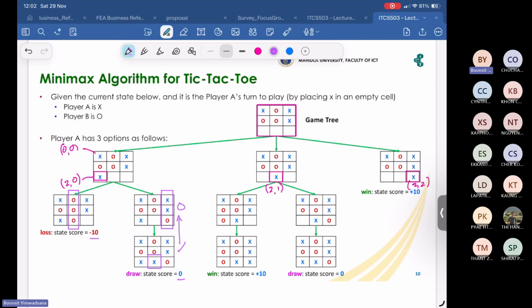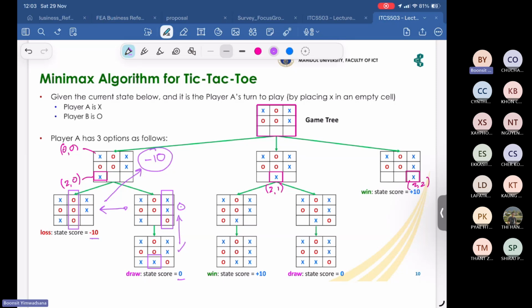In this case, when I go back up and compare this at the same level with Bob's turn, I have to minimize my profit. So 0 and minus 10 will produce minus 10 going to the top. It means that if I take the left position, position 2,0, I will most likely lose, or I can draw. This doesn't seem a good option.